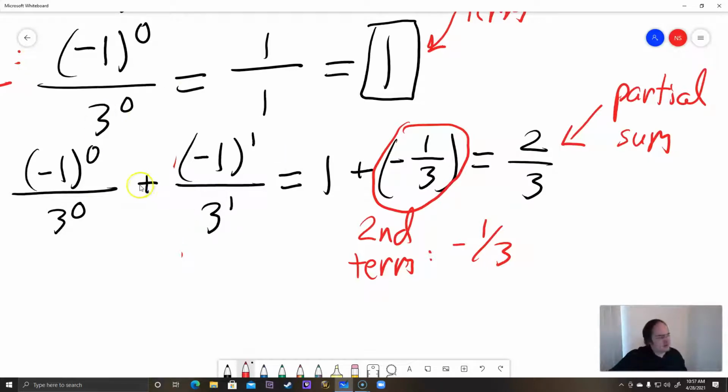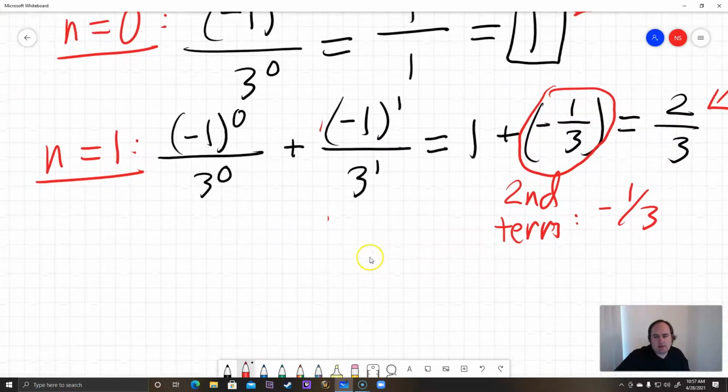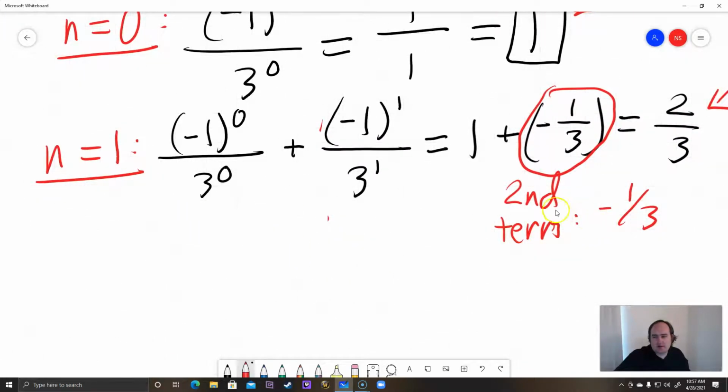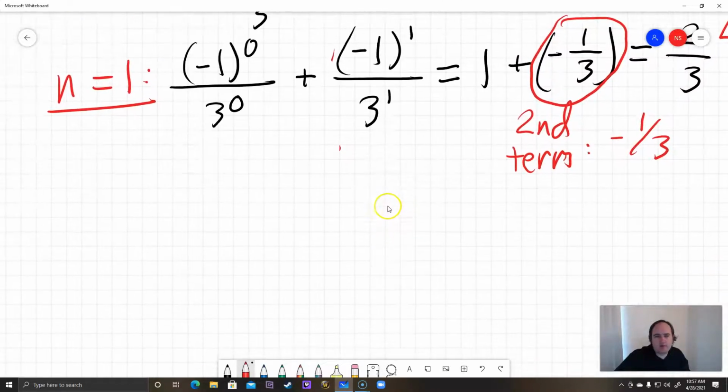But that's nice because actually for your homework, they don't really ask you to do the partial sums. So what I did here was kind of unnecessary. So all we really had to do was calculate the negative 1/3. So I made it harder than it needed to be. Okay, but that's how we do partial sums if you ever have to do them in another class. But for our terms, when n equals 1, the second term is going to be negative 1/3.